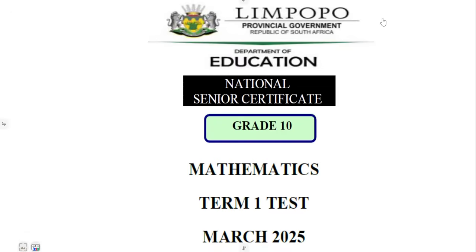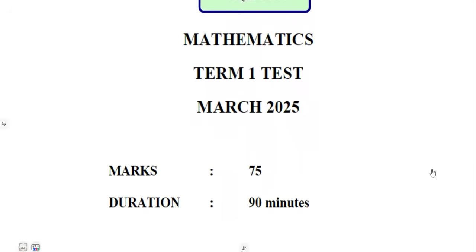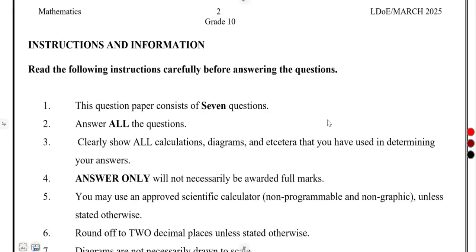We are still on our revisions, and this is a question paper that I'm going to use for your March exams, the March test that you're going to have. It was from the Limpopo province, written in March 2025 for mathematics. It was out of 75 marks, and the duration was 90 minutes according to what we are given.